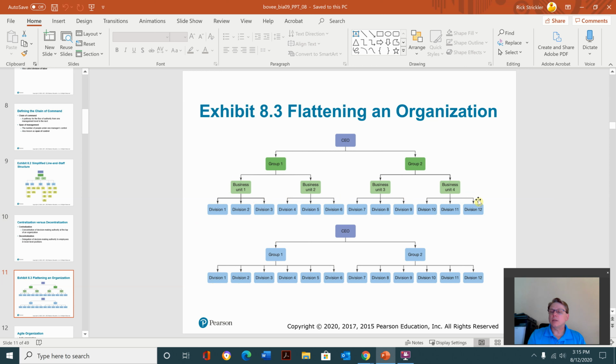With technology, we've been able to flatten organizations because the computers and the connection with computers and organizational systems have made it so that this middle layer isn't needed anymore because the computers are doing what this middle layer used to do. Okay.